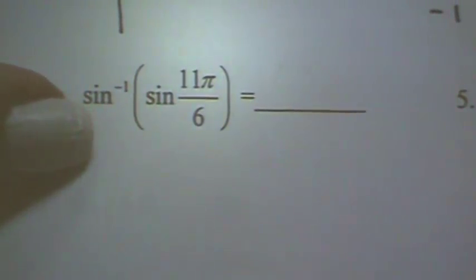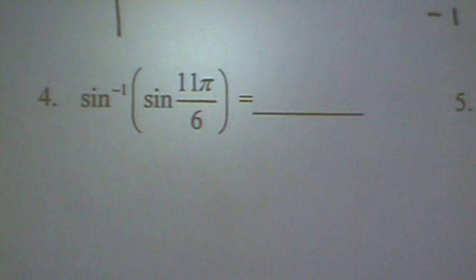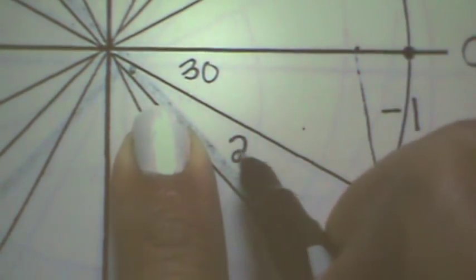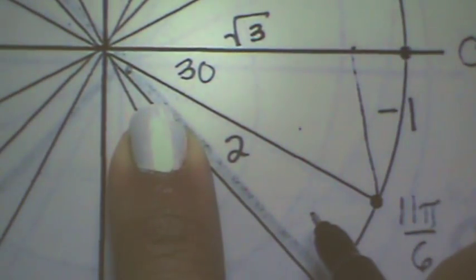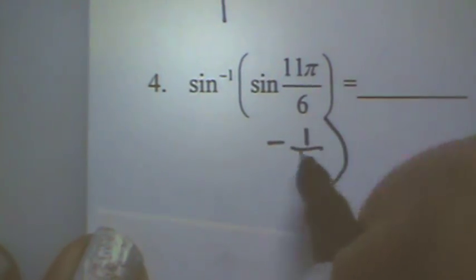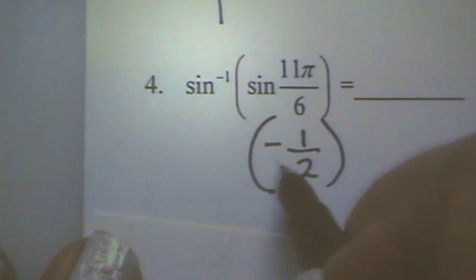Okay, if you want to look at your circle, and you want to look at where is 11 pi over 6. It's right here. Here's your circle. Here's 11 pi over 6. So what angle is this? This is a 30. If you were to draw your triangle, this would be negative 1, 2, and this is the square root of 3. So what is the sine from here to here? This answer right here would be negative 1/2, right? The sine of 11 pi over 6 is negative 1/2.